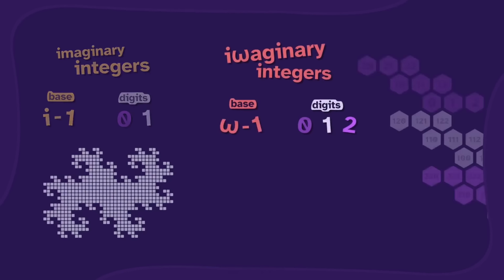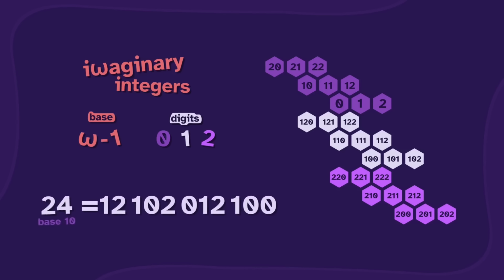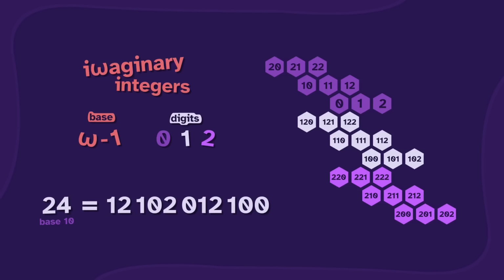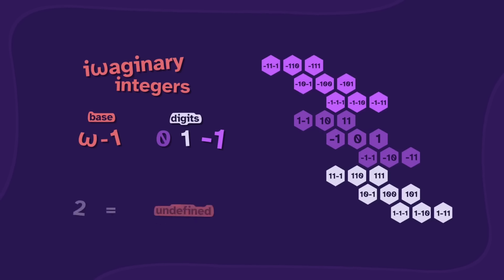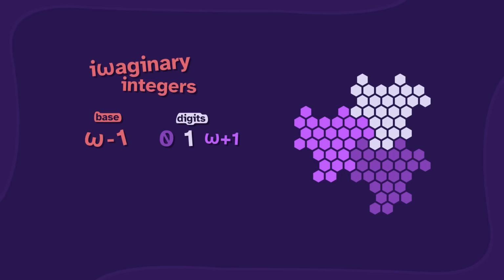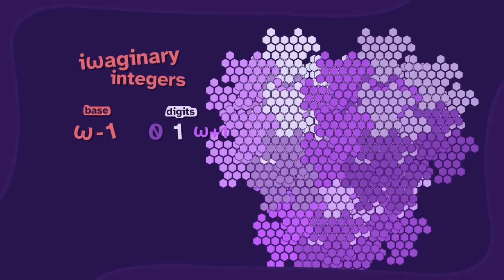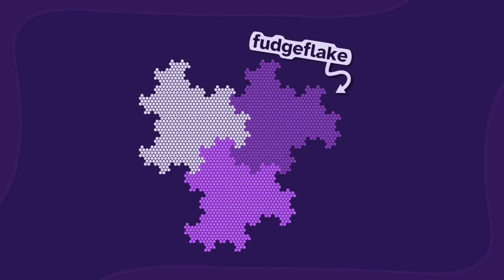Okay. So this system works, but it's really scattered. Some of the small numbers require a lot of digits. Inefficient. So then I took inspiration from balanced ternary and tried using digits 0, 1, and -1. But that was worse because we can't even write 2. I played around with the digits until I found 0, 1, and omega plus 1. And turns out they can actually represent every Eisenstein integer. And they make this nice shape, called the fudge flake.